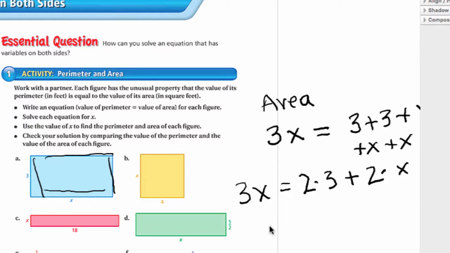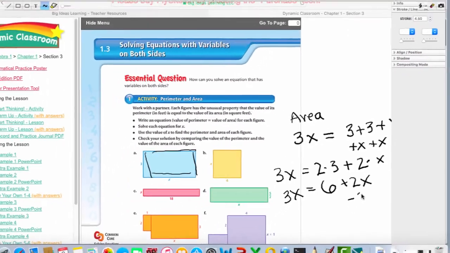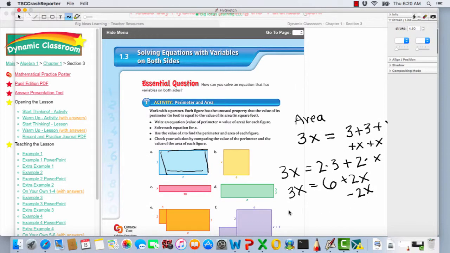So you can also say 3x is equal to 6 plus 2x. Notice we have variables on both sides, so we need to bring one variable over to the other side and combine the terms. So we need to undo addition by subtraction. So it's minus 2x minus 2x, and you have x is equal to 6, and that is part of the answer. What was the rest of it?